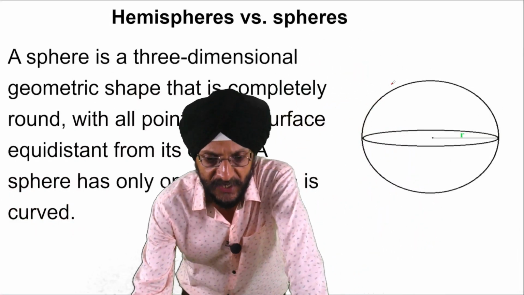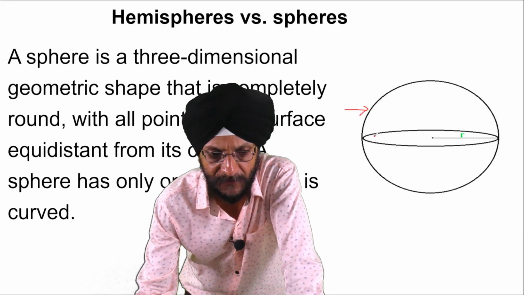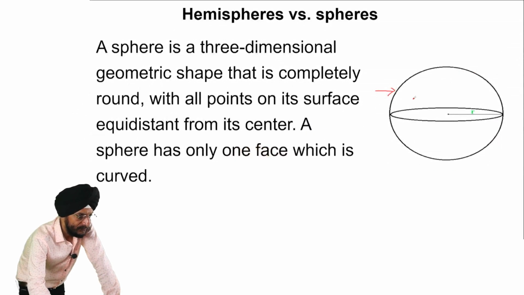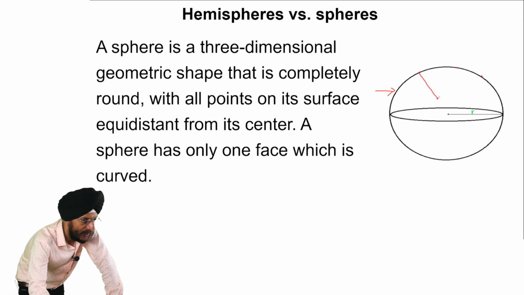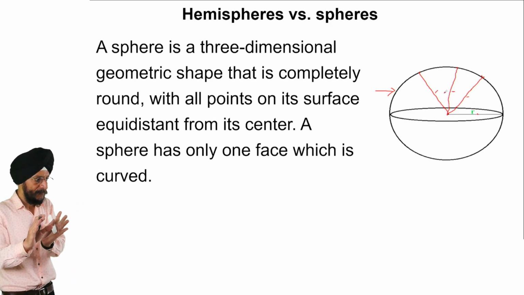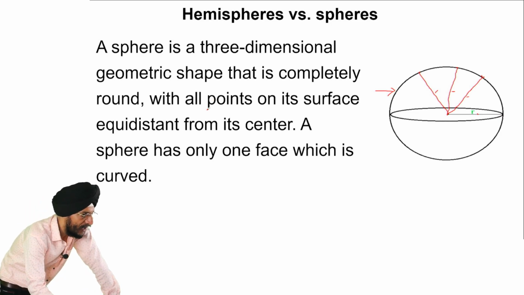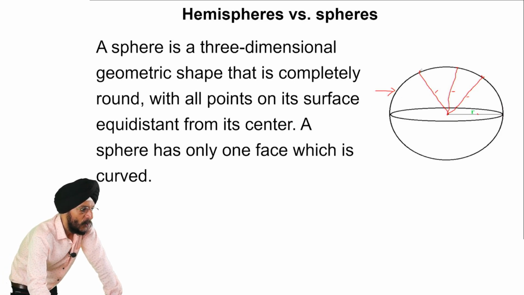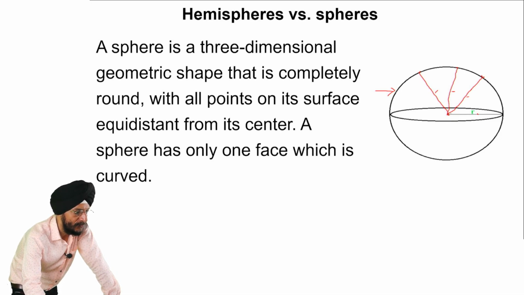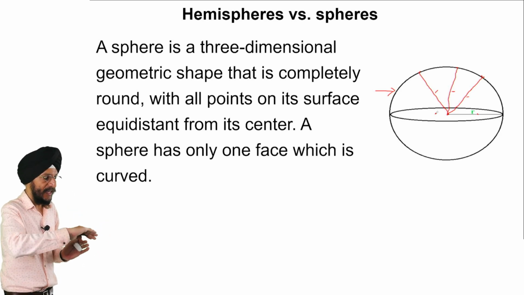A sphere is a three-dimensional geometric shape. You can see here that this is a sphere which is completely round, and all the points on it, whether we take this or this or this, are at equal distance from the center. That is, the distance from the outer side of the sphere to the central point is the same. That is, the radius of the sphere is the same, with all the points on its surface equidistant from the center. A sphere has only one face, which is curved.